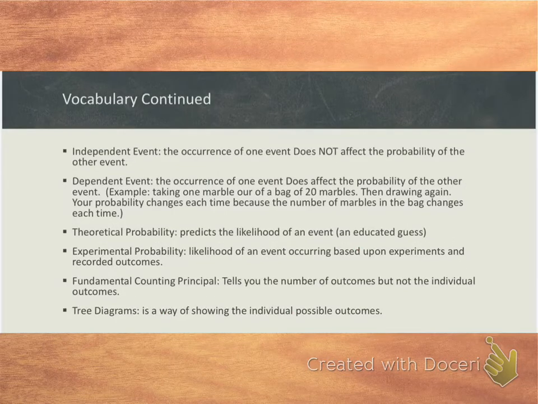Your vocabulary words: compound event, independent event, dependent event, theoretical probability, experimental probability, the fundamental counting principle, and tree diagrams. We will be specifically talking about experimental probability again this week, so make sure that you are really paying attention to the lesson.